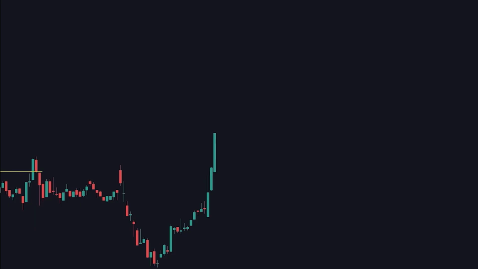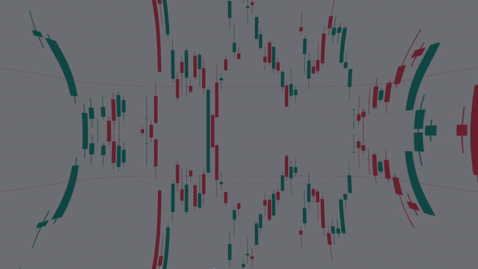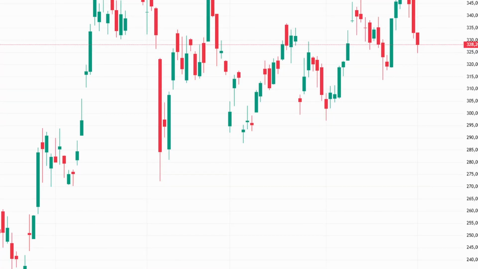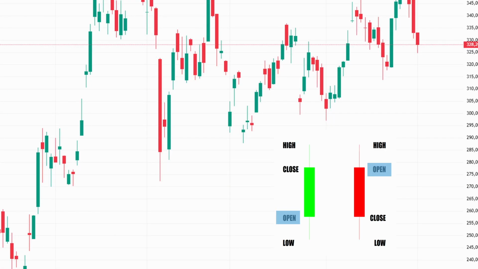All right, let's start simple. Before we get into full patterns, let me pull up a basic chart here. You see these candles? Every single candle tells you the opening price, the closing price, the highest price of the day, and then you have the lowest price. The body shows you where it opened and closed. If it's green, price closed higher than it opened, buyers won. If it's red, sellers took over.